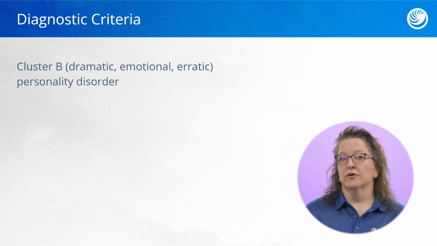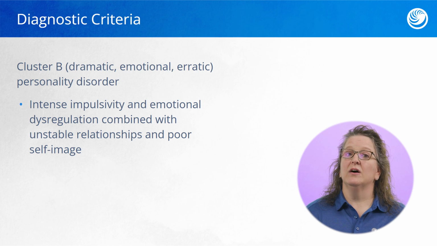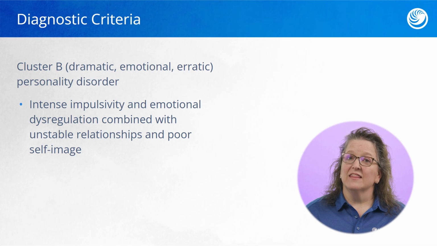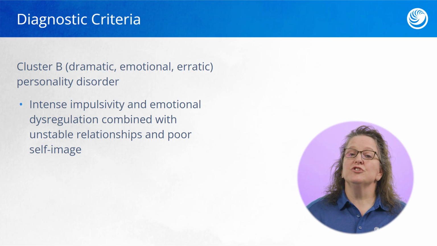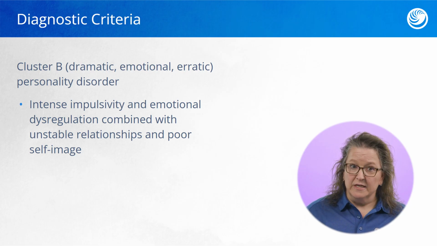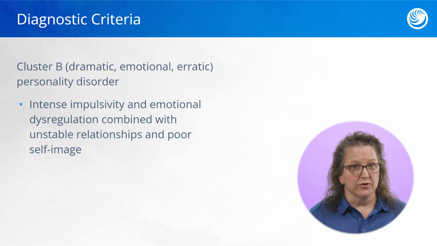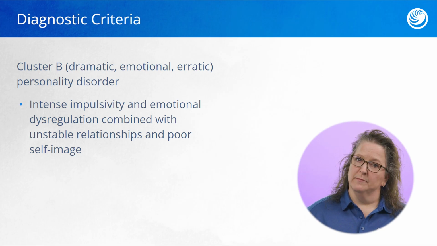When you think of this disorder, I want you to think of four main parts. Number one, intense impulsivity. These clients don't have very good impulse control, and they do not think of the consequences of their behaviors. Number two, emotional dysregulation. These clients have frequent mood swings. Number three, unstable relationships. These clients' attitudes towards others fluctuate intensely. And number four, poor self-image.